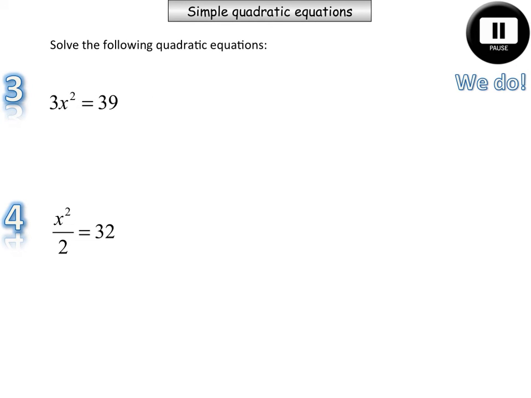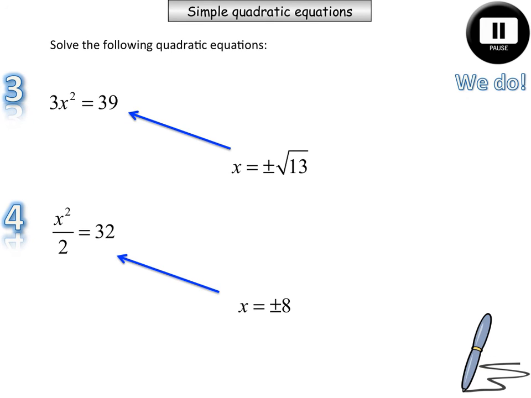Okay, pause the video, have a go at these next 2 questions, and I'll put the answers up there in a minute. Okay, so question 3, we have x equals plus or minus the square root of 13 in exact form. And question 4, we have x is equal to plus or minus 8.